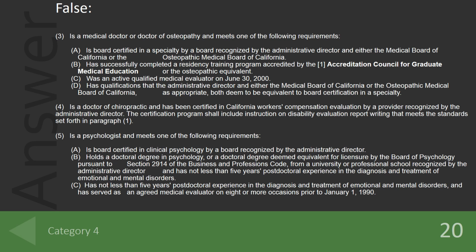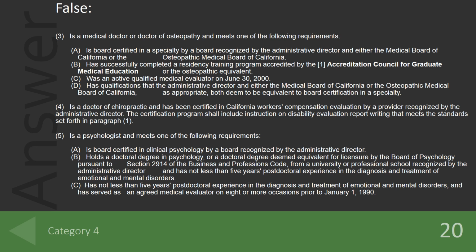Most psychologists will qualify to become qualified medical evaluators under requirement A and B. So it's kind of interesting, depending upon your professional licensure, your path to becoming a qualified medical evaluator differs greatly, both in coursework required and clinical experience required.